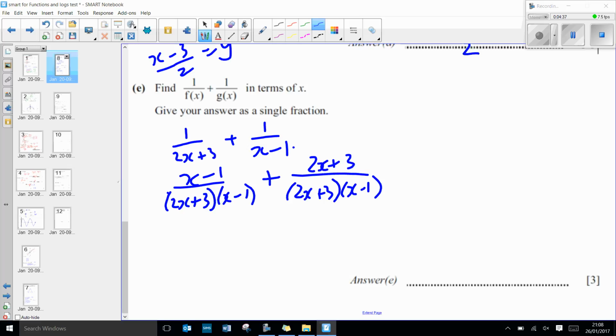So the denominator can stay as 2 brackets. It doesn't have to be expanded out. And on the top now we have x plus 2x, which is 3x, and -1 plus 3, which is +2. And there we go.